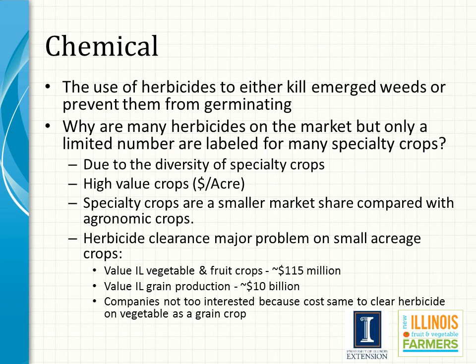Herbicide clearance can be a major problem on these smaller acreage crops, as most products go on per acre, so obviously there's fewer acres used and fewer acres purchased of fruit and vegetable herbicides compared to grain production, so that makes the market less lucrative for companies. And either way, it still costs the same amount of money to clear herbicide for a vegetable crop as it does a grain crop.